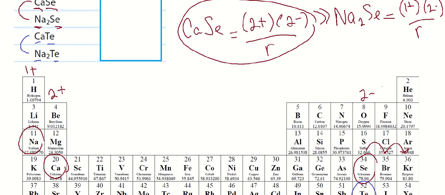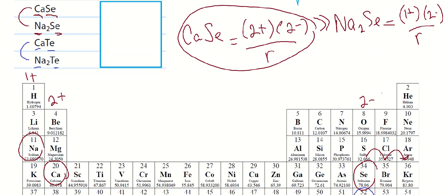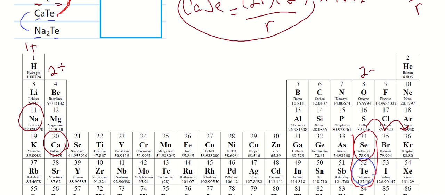All right, now let's consider the size of the ions. Let's compare calcium and calcium. If we compare these two, the cations are the same, but the anions are different. But the anions are not different in charge. They both have a 2 negative charge, but they do differ in radii. The selenide ion is smaller than the telluride ion because it's higher up in the periodic table.